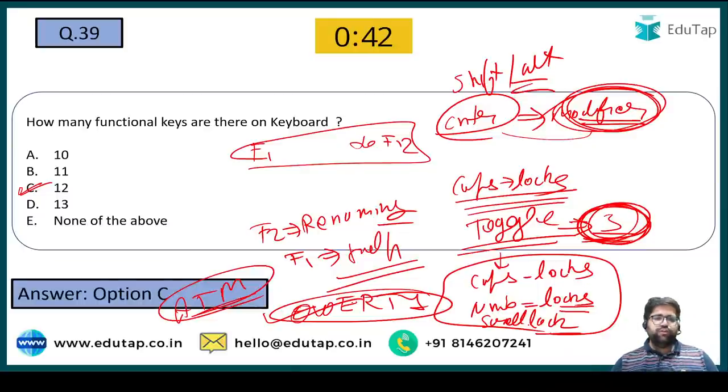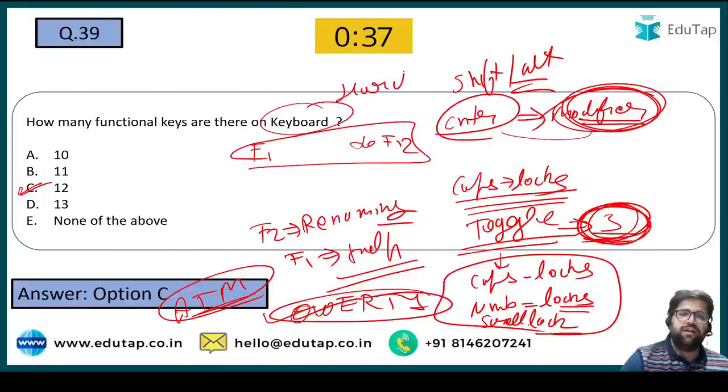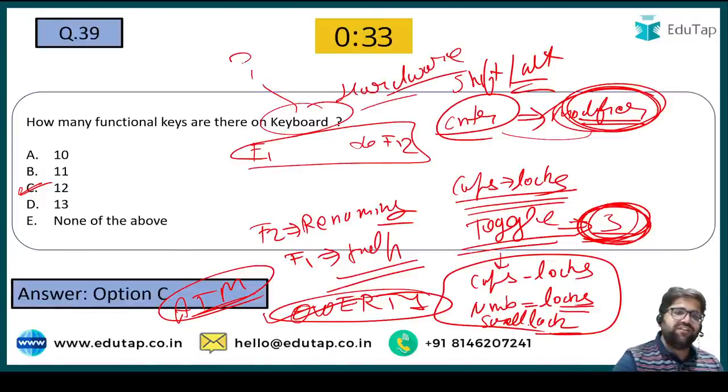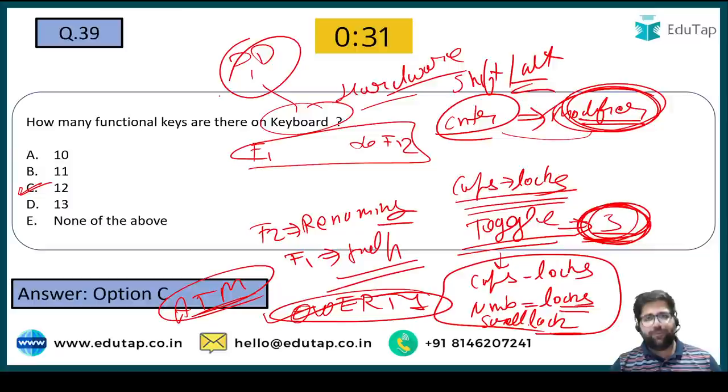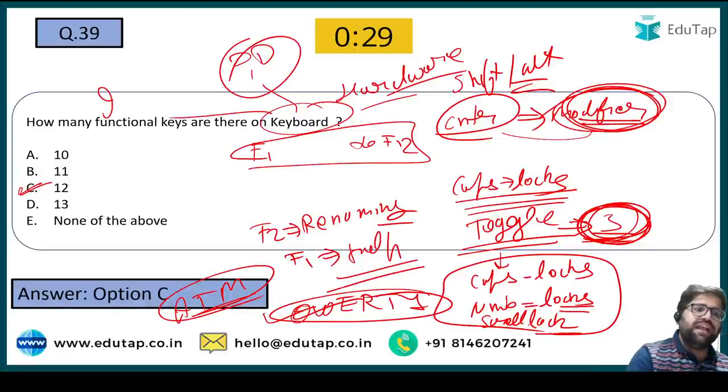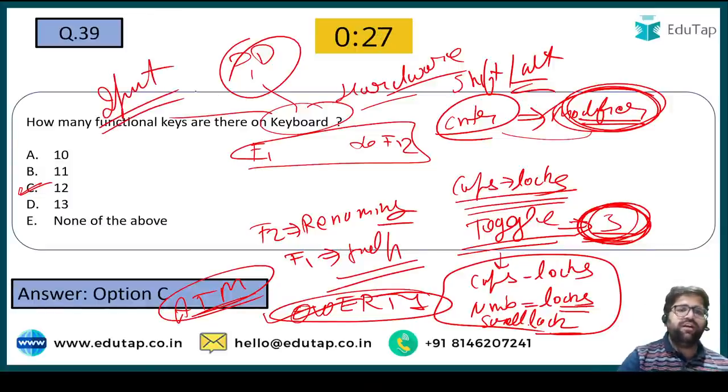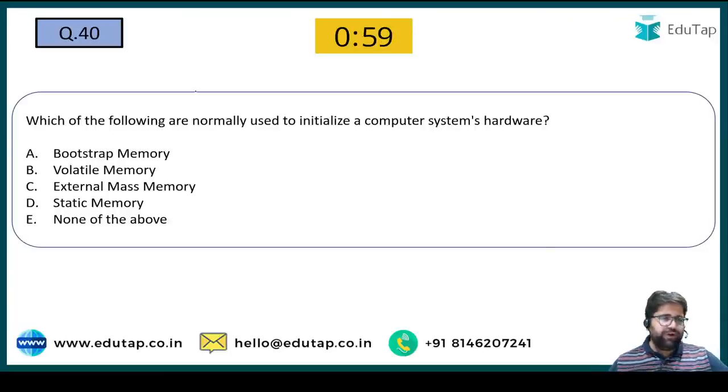Okay, so enough of discussion on keyboard. Keyboard again is a type of hardware. Why is it a hardware? Because we can touch it. Keyboard again is a peripheral device because it's connected to the computer. Again, keyboard is an input device. Very important component of your computers. Yes, QWERTY. Good. Question number 40 is on our screen right now.